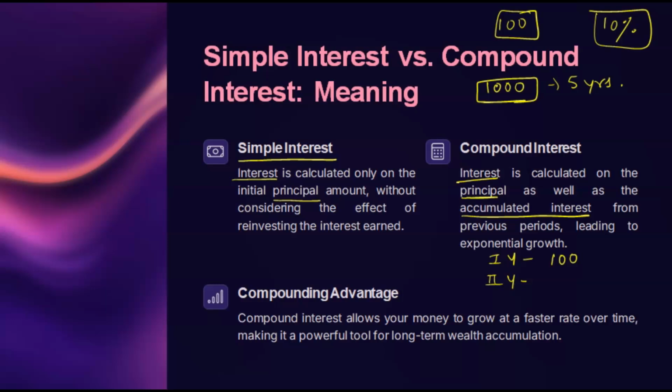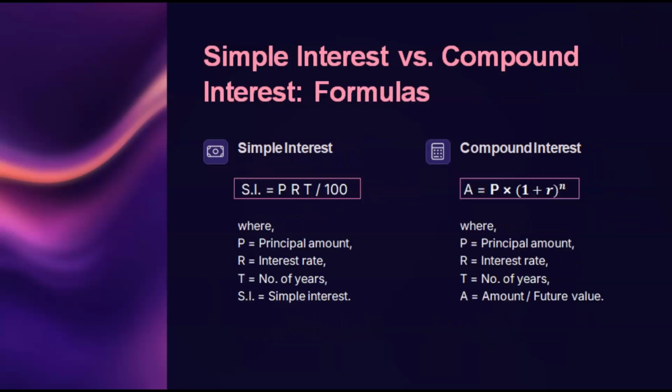When you see it with the question, it will be easy. So yeah, compounding advantage: compound interest allows your money to grow at a faster rate over time, making it a powerful tool for long-term wealth accumulation, because here you will get more interest, more amount, and in simple interest you will get less amount only. That is fixed, every year you are going to get the same amount. But in compound interest, it is calculated on interest also. So let's see the formulas and then questions. This concept will get clear.